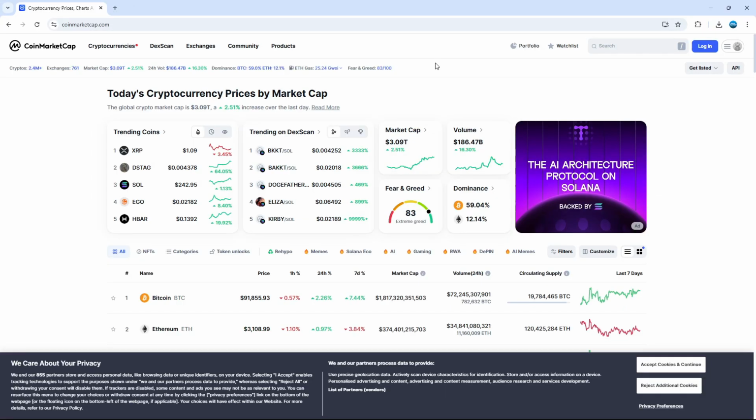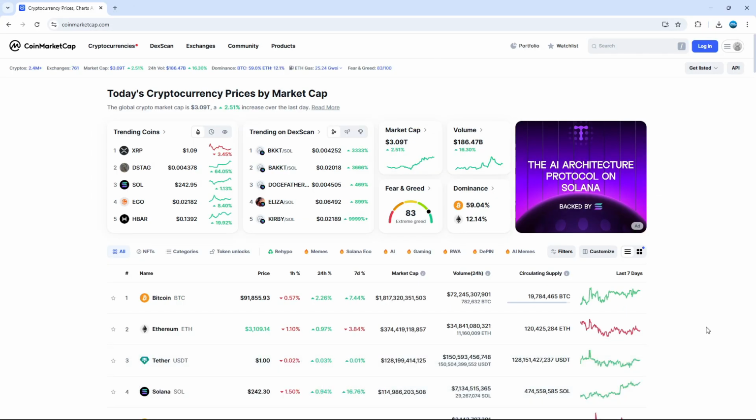Now, before we continue, I just want to mention CoinMarketCap itself is not a cryptocurrency exchange or wallet provider, so it doesn't offer direct withdrawal services. CoinMarketCap is actually a website that provides information about cryptocurrency prices, market data, and news. Now, it can direct you to exchanges where you can buy, sell, and withdraw cryptocurrencies, but you won't actually withdraw funds directly from CoinMarketCap.